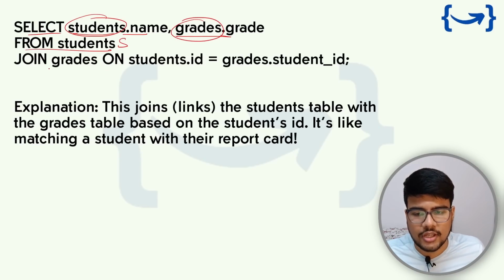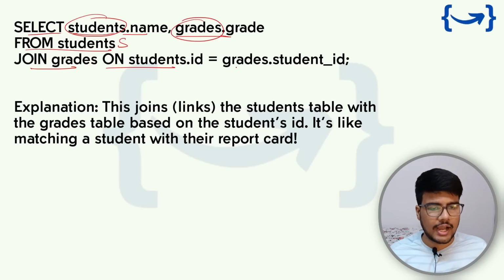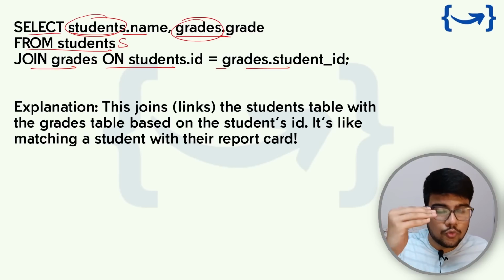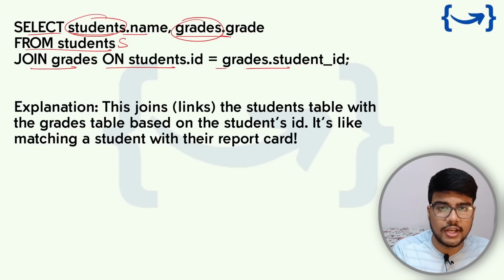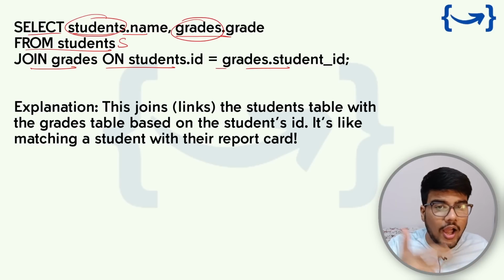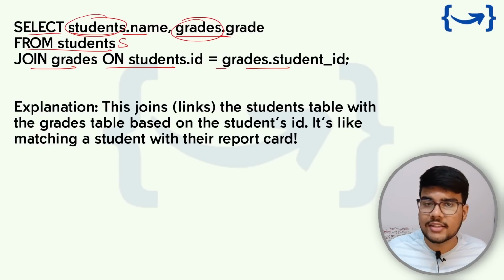So: from students, join grades on students.id equivalent to grades.student_id. Fantastic. Basically, what you need to select, and from which table you are going to select. Okay, I am considering students. Now which join? Let me know the join operation as well. So join, then the next table, on what basis you need to do it, and any other conditions if you have. In this case, we don't have any condition, that's why I'm not using a WHERE or any subqueries.